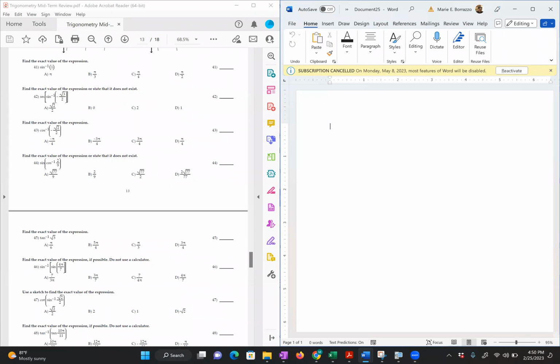So we have secant of sine inverse of negative square root of 3 over 2. Okay, so let's draw a picture. So it's negative square root of 3 over 2.